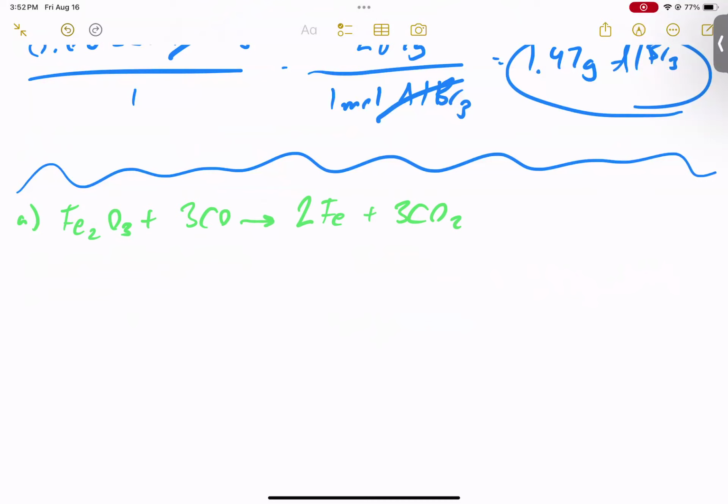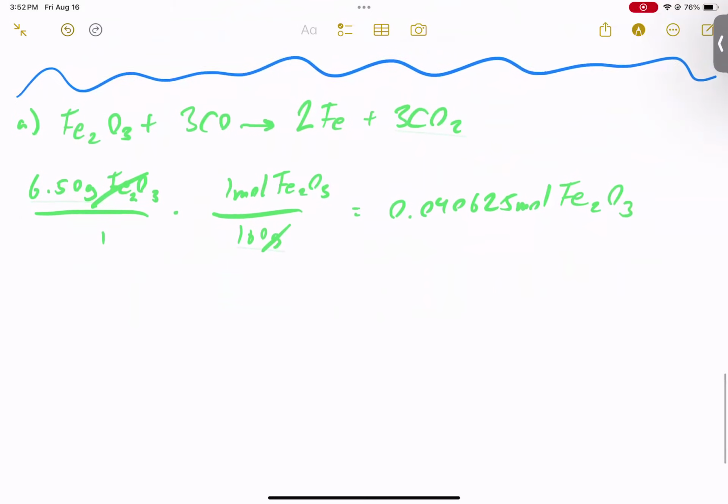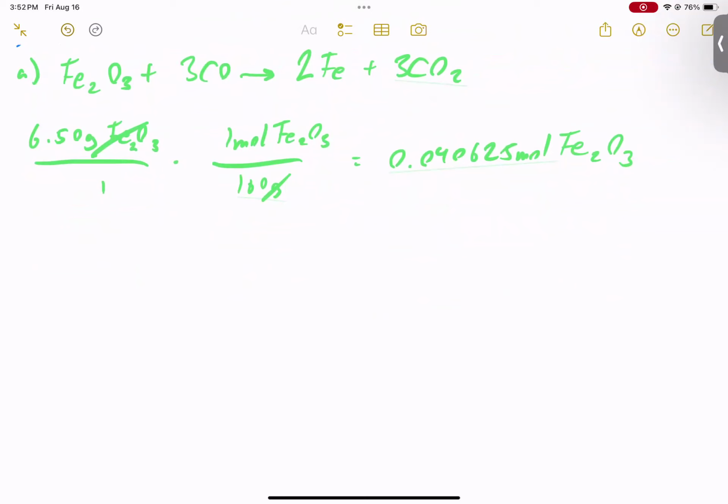Okay, so let's figure out the amount of moles that we should have had in the first place. So 6.5 grams of iron(III) oxide. Well, how many moles is that? Well, 1 mole of Fe2O3, I'll spare you the math, that's 160 grams. That's the molar mass. Grams cancel out. And we're left with, I'm not going to round yet, 0.040625 moles of Fe2O3.